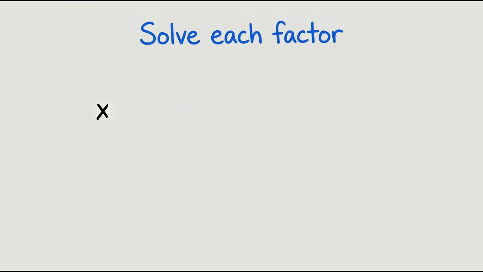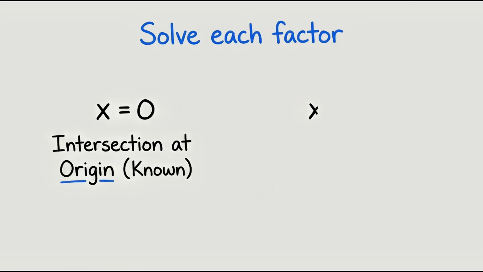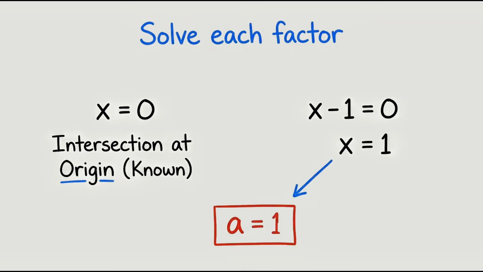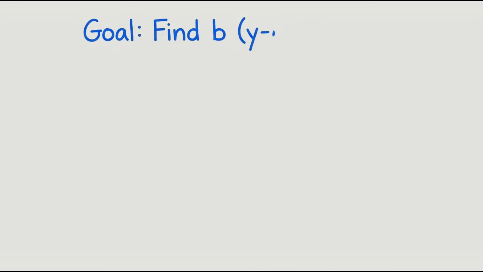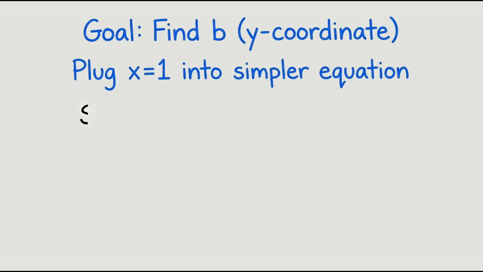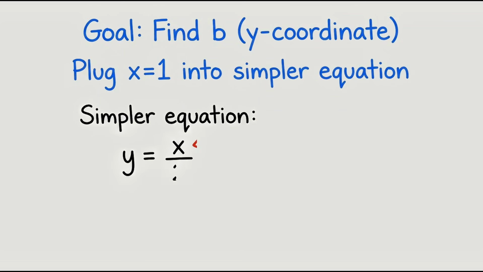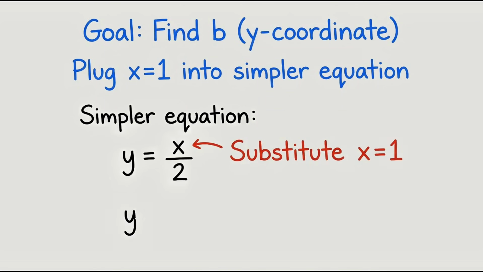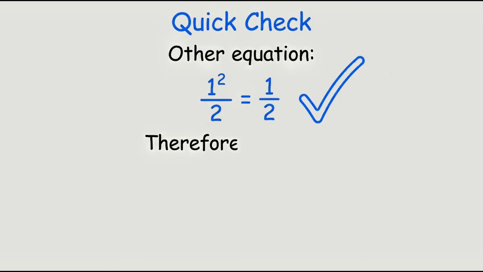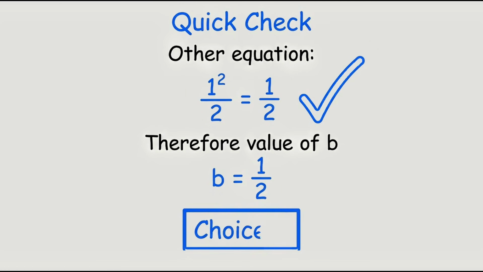Now solve each factor. From x equals 0, we get the intersection at the origin, which the problem already tells us about. From x minus 1 equals 0, we get x equals 1. This must be the x-coordinate of the other intersection point, so a equals 1. But the question is not asking for a, it is asking for b, the y-coordinate. So now we plug x equals 1 into either equation. Use the simpler one, y equals x over 2. Substituting x equals 1 gives y equals 1 over 2. We can quickly check using the other equation. 1 squared over 2 is also 1/2, so everything is consistent. Therefore, the value of b is 1/2, which is choice C.